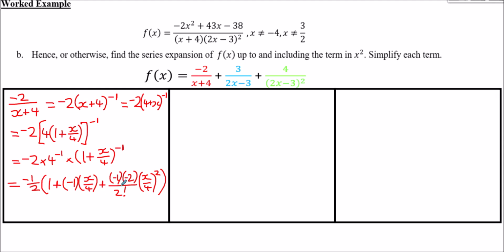Now we can expand this out to work out what this thing would be. So minus a half times 1, that gives us minus a half. Minus 1 times x over 4 is negative a quarter x. Negative a quarter x times minus a half will actually give us positive x over 8.